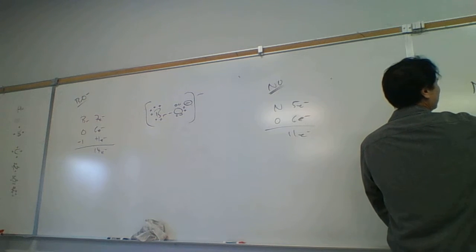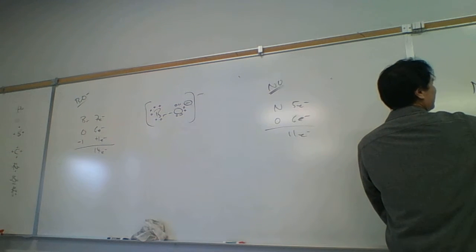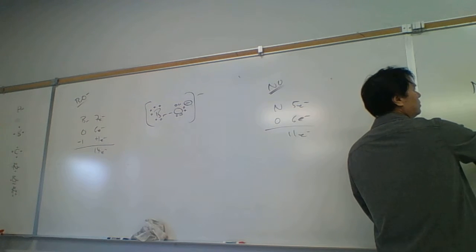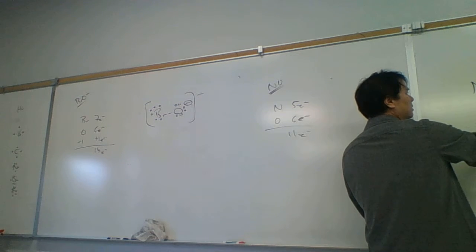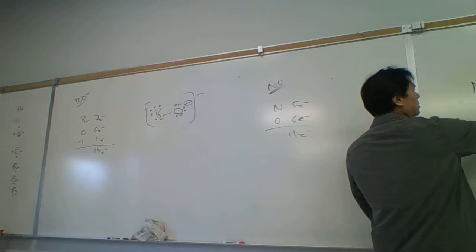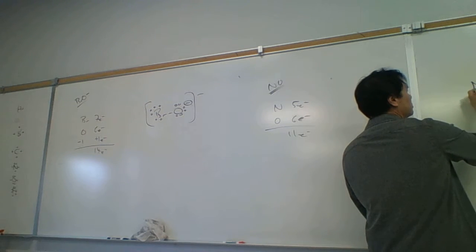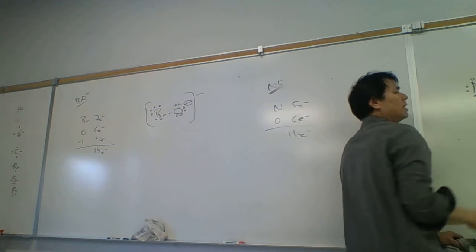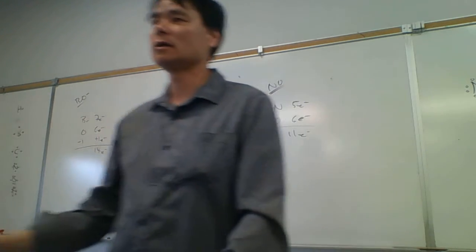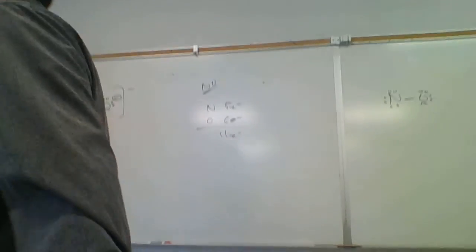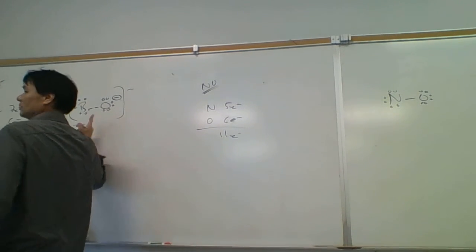Well, we're going to have nitrogen bonded to oxygen. Then what we're going to do is we're going to fill the octet. Which one do we fill first, nitrogen or oxygen? Oxygen. Oxygen is more electronegative, so we'll do that one first, and then we'll do nitrogen. So now everybody has an octet, right? And so that should be good. Everybody has an octet. We're good.